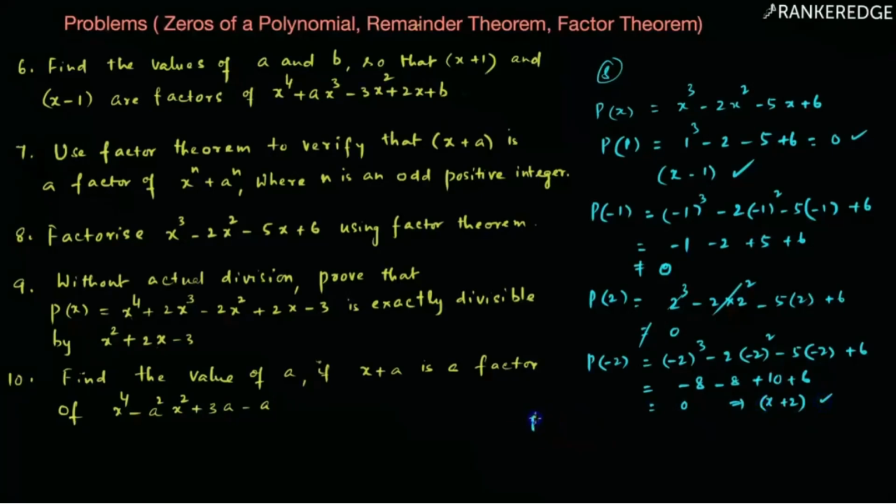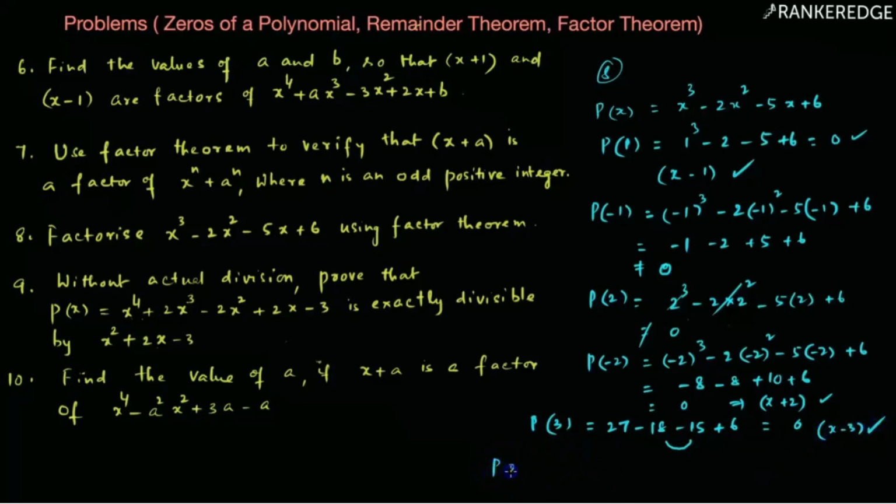Right? Let's calculate p of 3 and see. 3 cube is 27 minus 3 square into 2 minus 18 minus 5 into 3 minus 15 plus 6. These two will give me 33 and 27 plus 6, 33. So this is equal to 0. 33 minus 33 is 0. Therefore, I can say x minus 3 is also a factor of that polynomial.